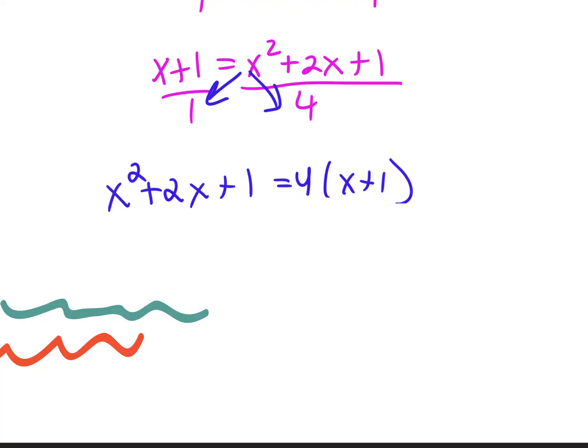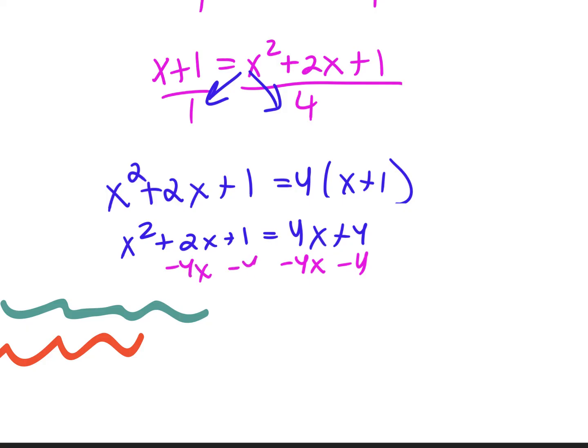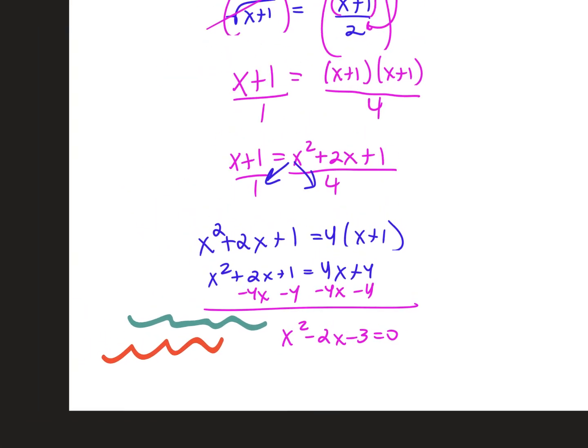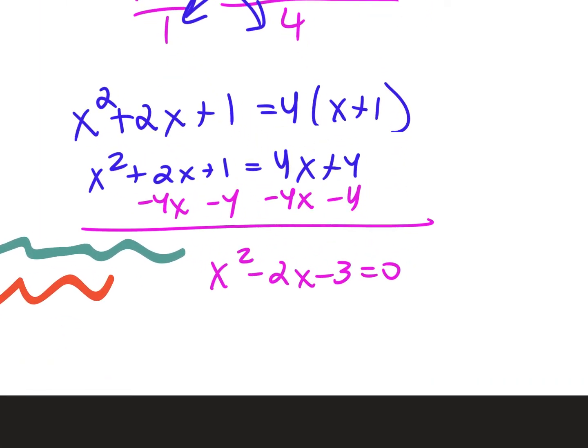We're back at the same spot we were in all the other problems. You're always going to get back to this spot where it becomes a quadratic. Get everything to one side. Factor. So this is x squared plus 2x plus 1 equals 4x plus 4. God bless. Subtract 4x and 4 from both sides. X squared minus 2x minus 3 equals 0. Seriously? The last 3 problems were exactly the same.